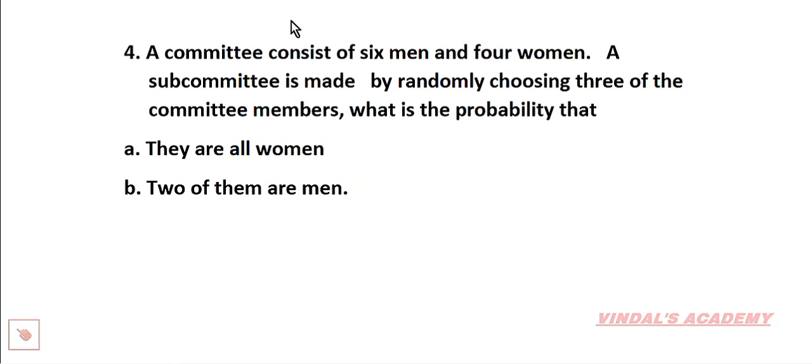All right, a committee consists of 6 men and 4 women. A subcommittee is made by randomly choosing 3 of the committee members. What is the probability that they are all women? I mean, B, two of them are men.